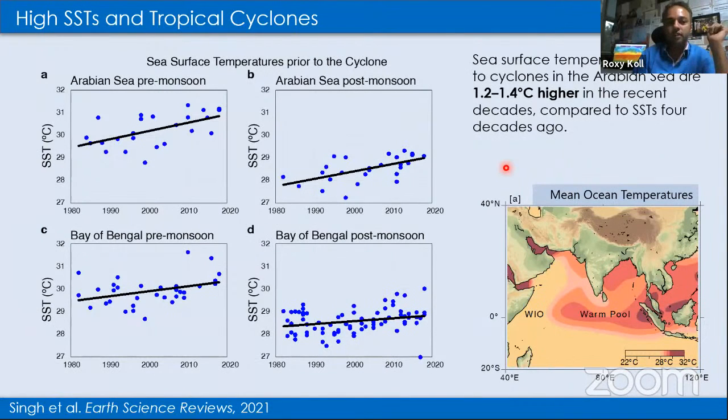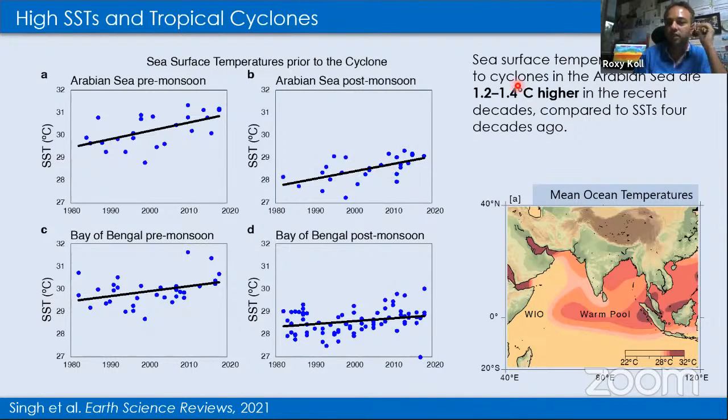Now, here is a picture of the sea surface temperatures before most of the cyclones which occurred during 1980 to 2020, the last 40 years. So we have the pre-monsoon period in Arabian Sea and Bay of Bengal, and the post-monsoon period for Arabian Sea and Bay of Bengal. Generally, in the earlier period, the sea surface temperatures were around 29 to 30 in the Arabian Sea and similarly for the Bay of Bengal. But now it is about 30 degrees Celsius for both the basins. So this helps in this rapid intensification.